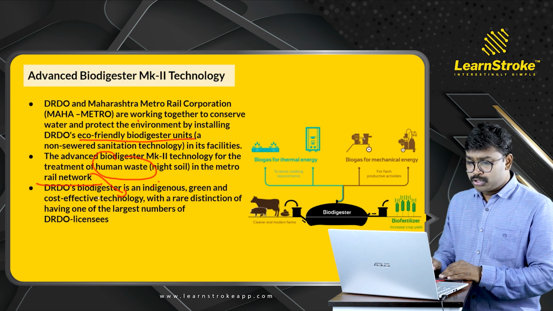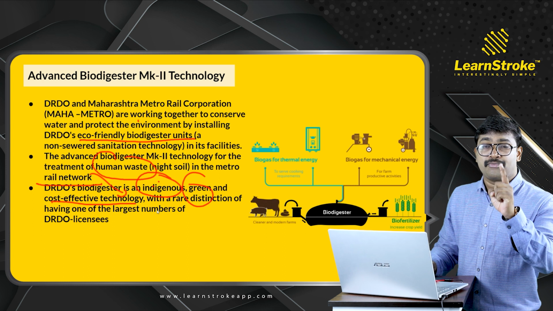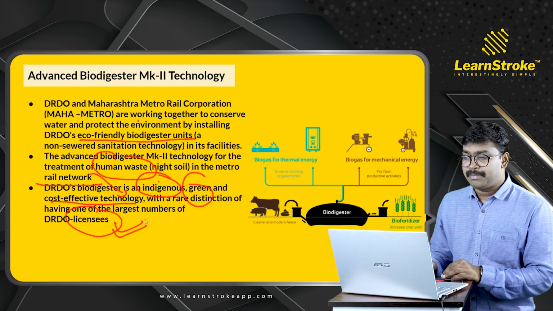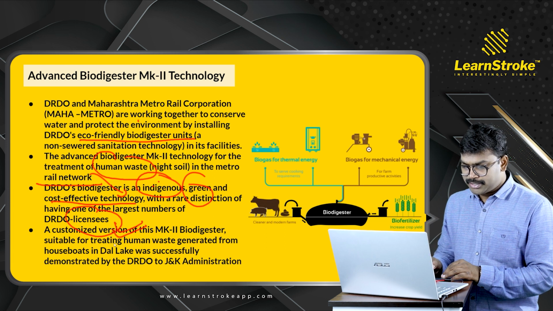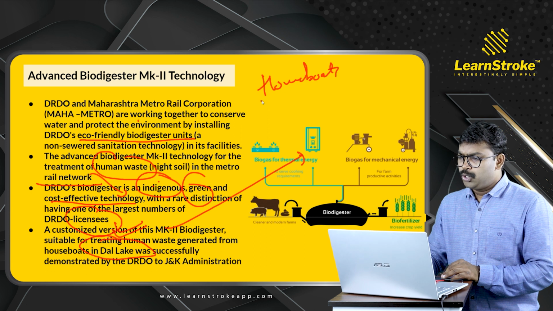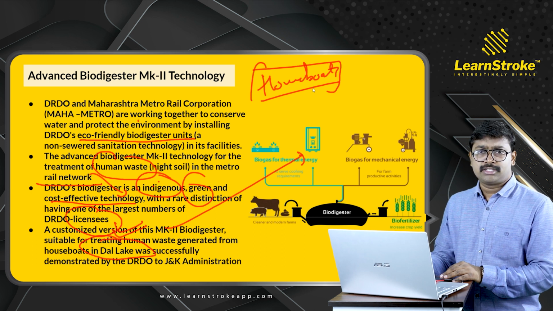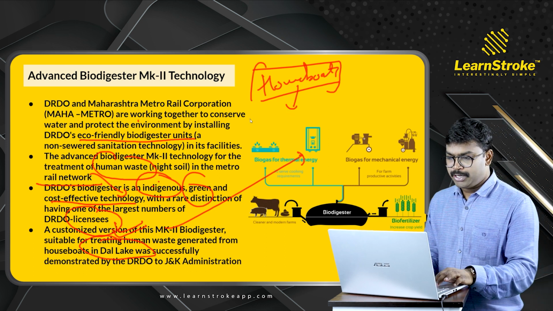DRDO's biodigester is indigenous, green and a cost-effective technology, and it has the rare distinction of having the largest number of DRDO licensees, because a lot of people are subscribing to DRDO's advanced MK2 technology, called the biodigester. Such a biodigester was successfully tested in the Dal Lake, especially in the houseboats. Wherever you need a toilet facility, or need to treat human waste, you need a biodigester, and the Dal Lake experiment was extremely successful as far as the DRDO is concerned.